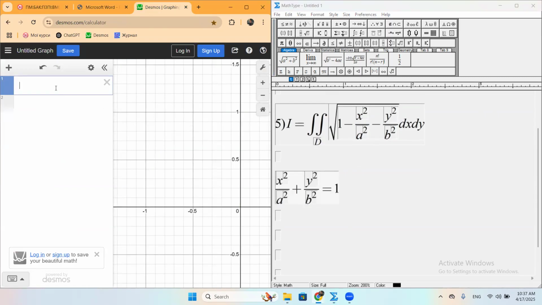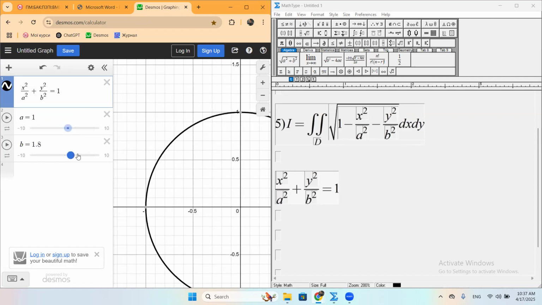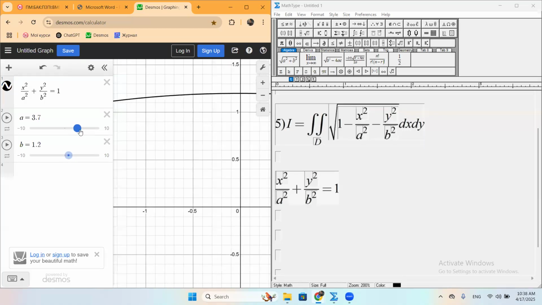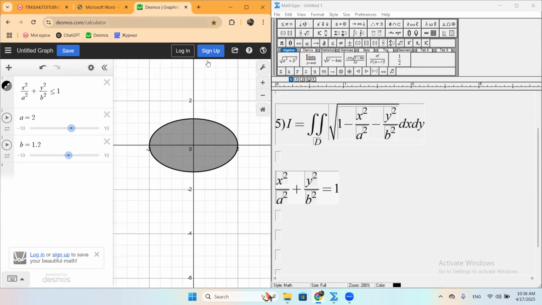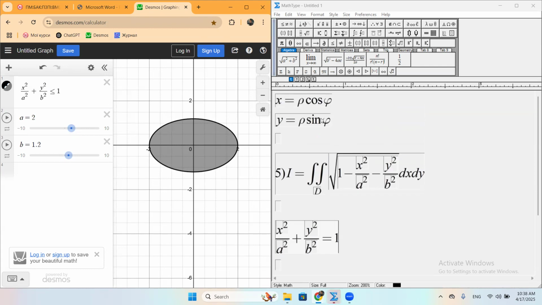Let me remind you of the ellipse. Actually, it doesn't really make sense to plot the ellipse. Everything that is inside the ellipse is the region of integration.